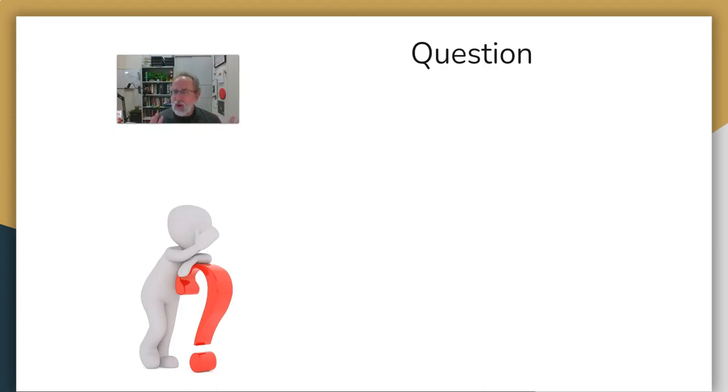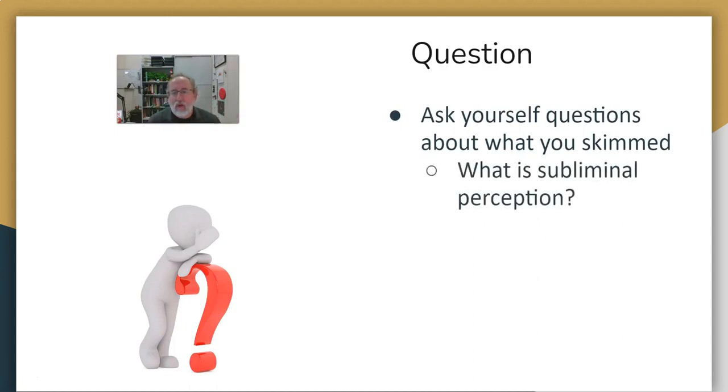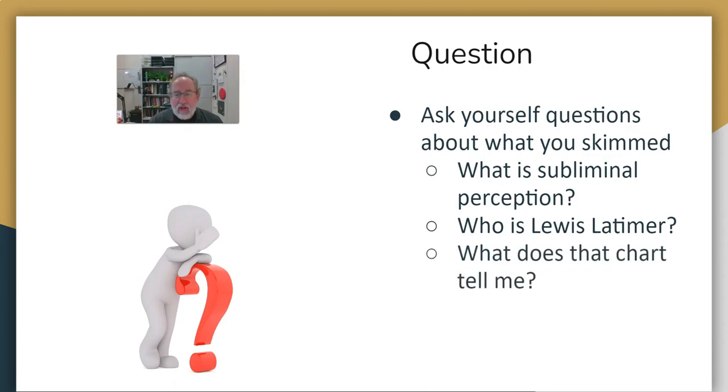Then create some questions based on what you skimmed. Ask yourself some questions. Maybe it could be things like, what is subliminal perception? That might be an example if you saw that word. Or who is Lewis Latimer? That might have been one of the names that popped up when you're skimming. Or maybe something like, what does that chart tell me?